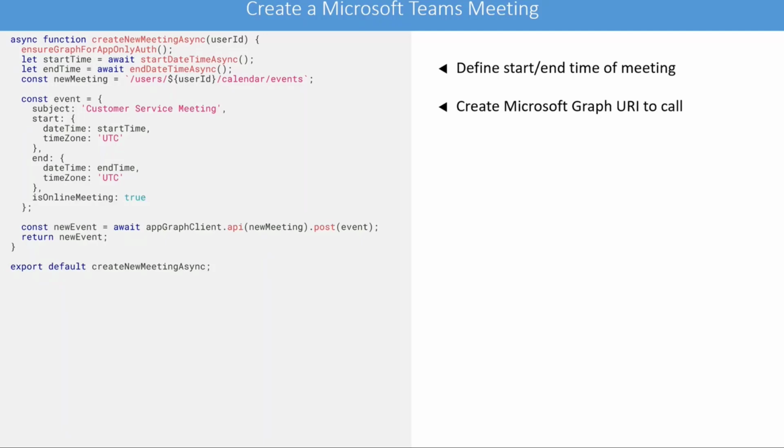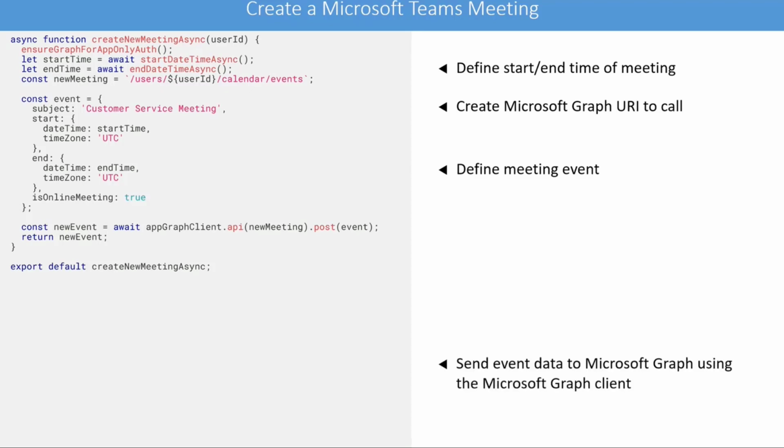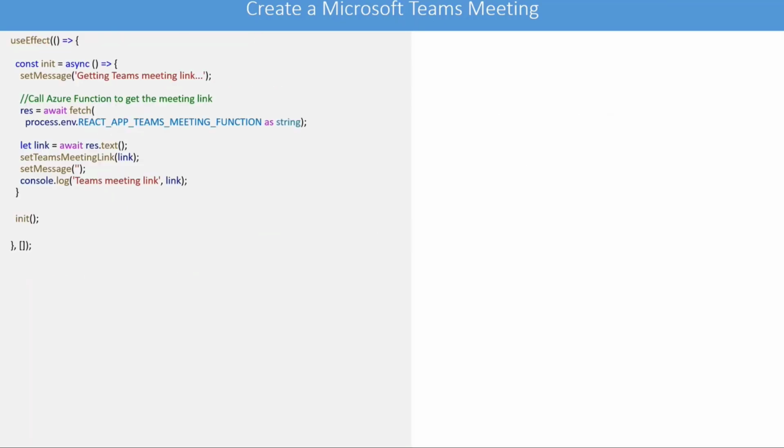So user ID will be different for each and every agent. So after that, we define the meeting event details such as subject, start, and time zone. And after that, we will just send the event data to Microsoft using the Microsoft Graph Client. And I will show the real code as well, but just going through really quickly.